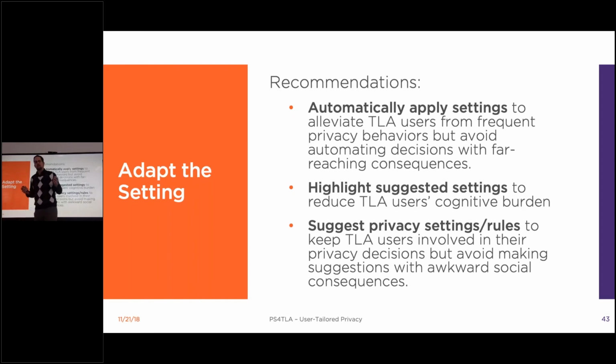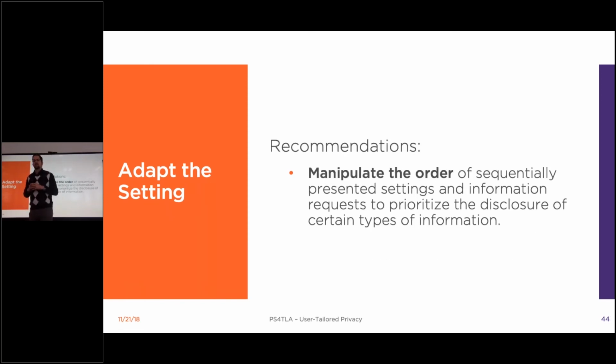And the nice thing about this is that this allows the system to also explain the recommendation, not just give the recommendation, but also explain it. But we've seen, when we tried this, that such explicit suggestions can sometimes be awkward when the recommendation involves a potentially socially awkward privacy recommendation, like blocking someone, for instance. And another flavor of this is to change the order of sequentially presented information requests, because the order in which you request things from users can be seen as kind of a de facto prioritization.